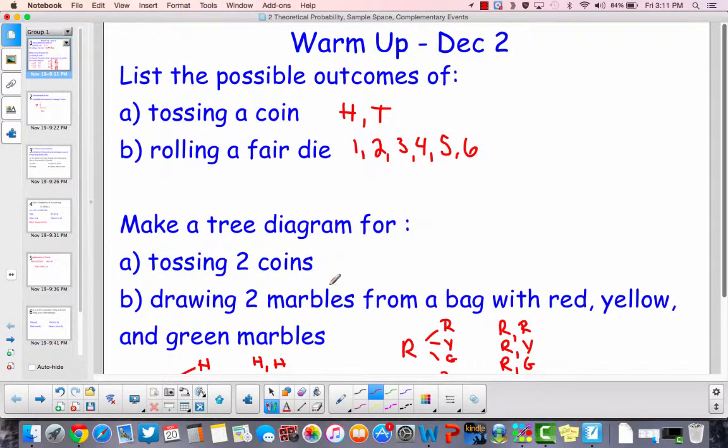I'm not going to spend a lot of time going back over our possible outcomes or our tree diagrams because I feel like that's something that you all should know. If you're not sure, go ahead and look it up in your book for a little bit more detail.